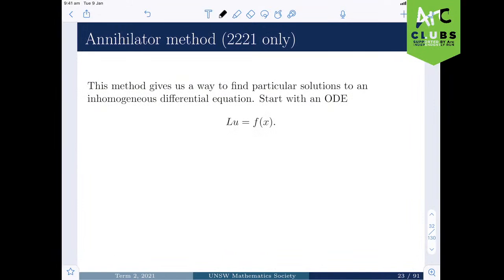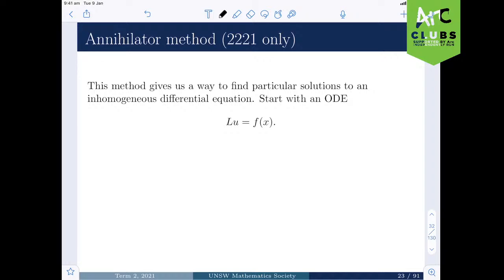Okay. Moving on, we have another method, and this is for only the higher students. It's called the Annihilator method. This is a method of finding particular solutions without actually guessing, like we did in first year. Remember, in first year we kind of just looked at the right hand side and tried to guess what the particular solution might be based on that. But this gives us a method of finding a particular solution without actually guessing anything.